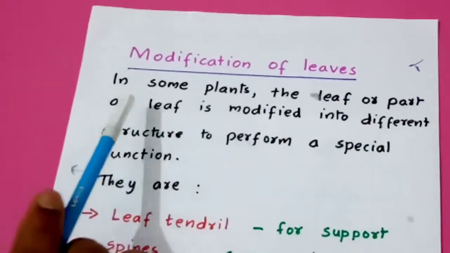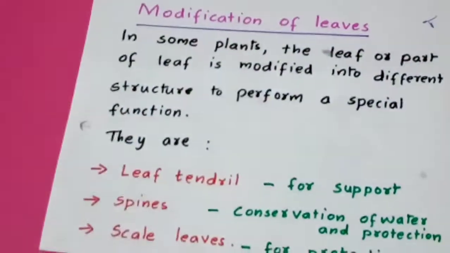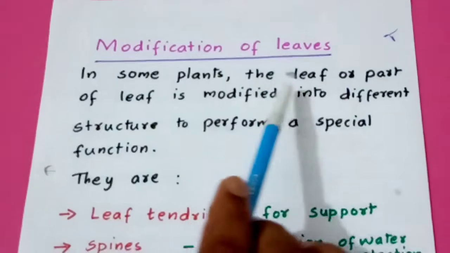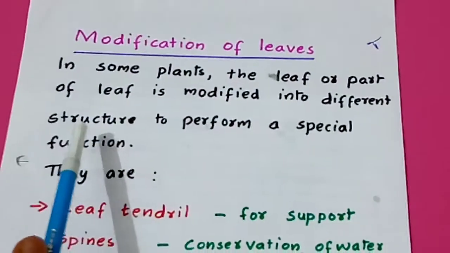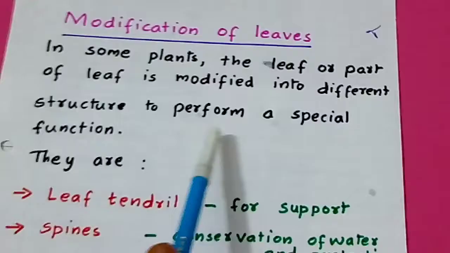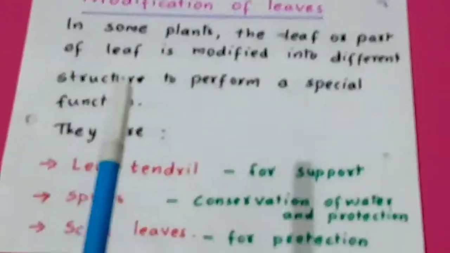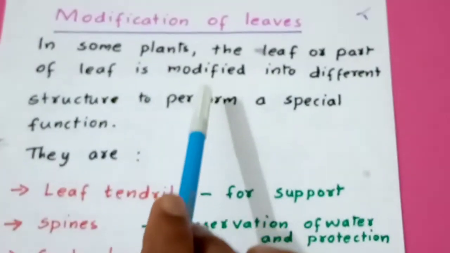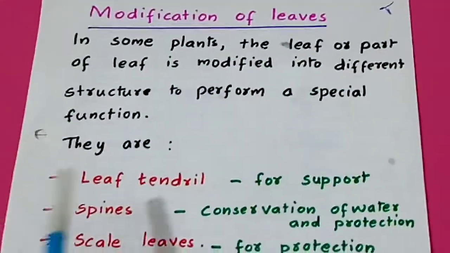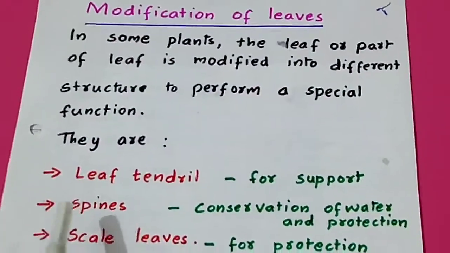Now we will see about the modifications of leaves. In some plants, the leaf or part of a leaf is modified into a different structure to perform a special function. This we call leaf modification. The leaves will modify into different structures. Three different structures are there, we'll see.